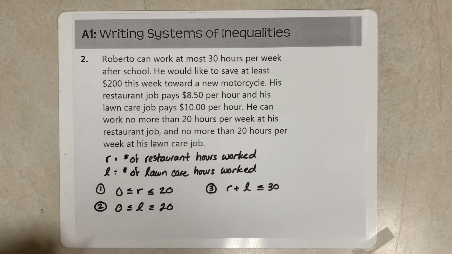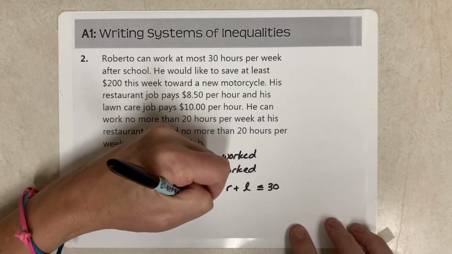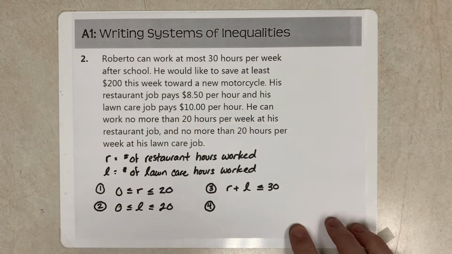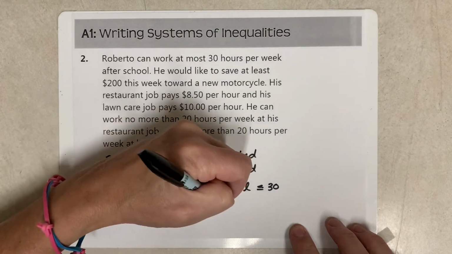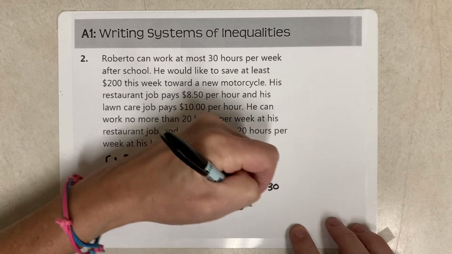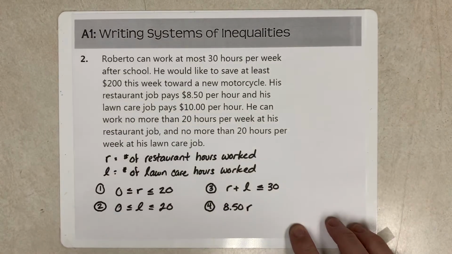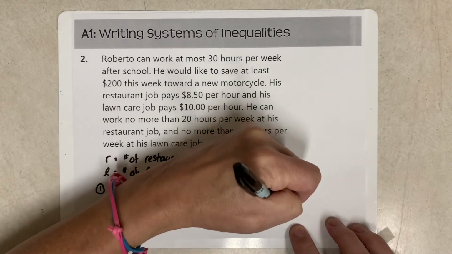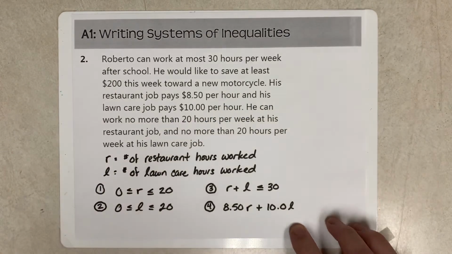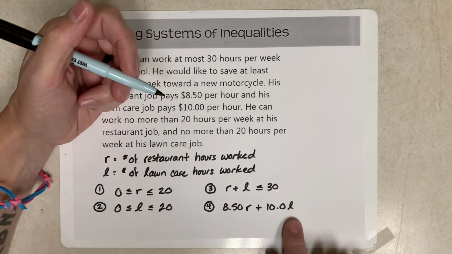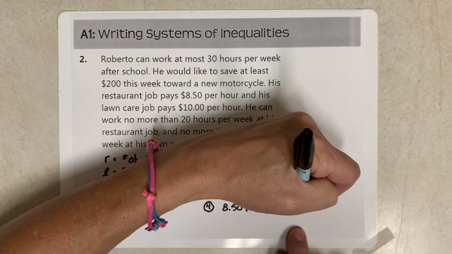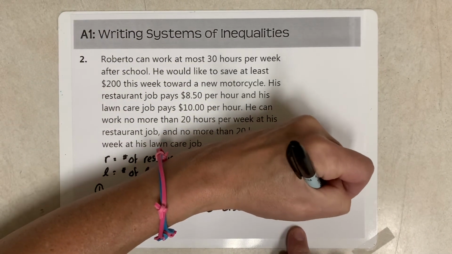And now we have some money going on. So the money inequality, and how much does he get from his restaurant? He gets $8.50 per hour from restaurant. So 8.50 times the number of hours he works at the restaurant, plus the $10 an hour he gets per hour at the lawn care job. And it says he wants to save at least $200 this week towards a new motorcycle. So all of this money has to be at least $200. So you want it to be greater than or equal to 200.